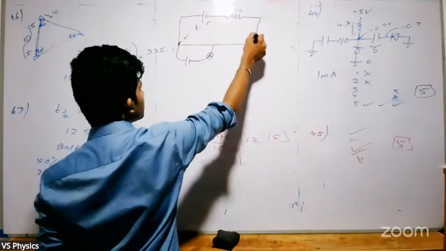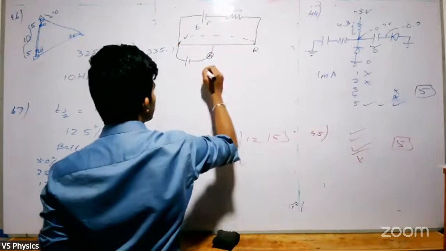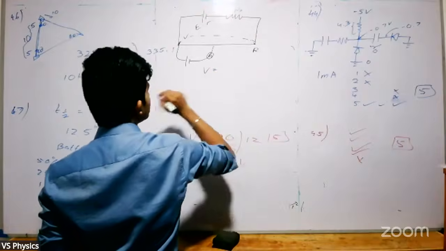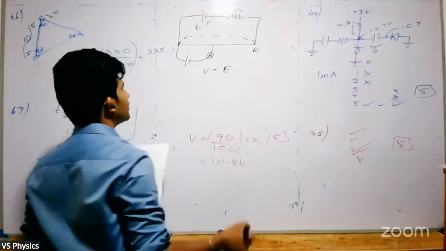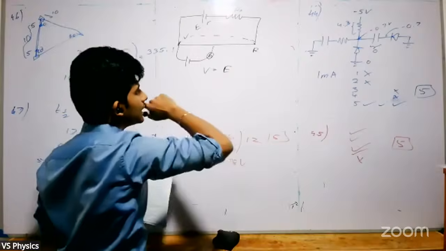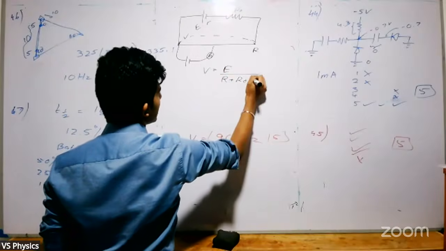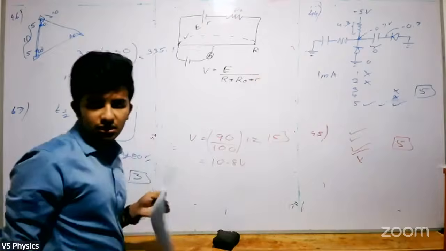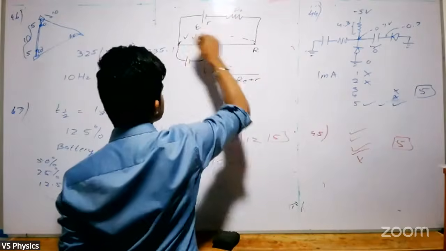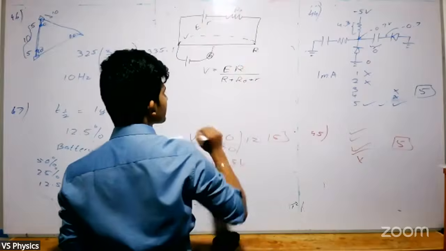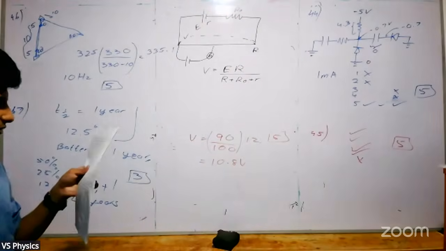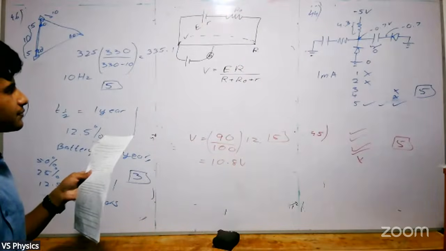Let's call the potential between these two points V. Voltage is E, that is the EMF of the cell, divided by the total resistance R plus R naught plus R, times the resistance of the potentiometer. This will give us the voltage of the circuit.